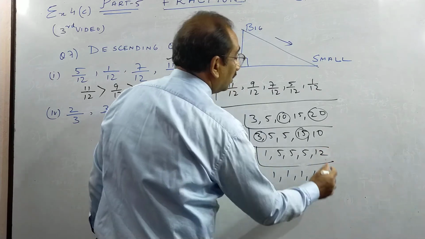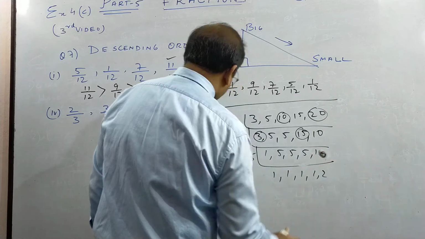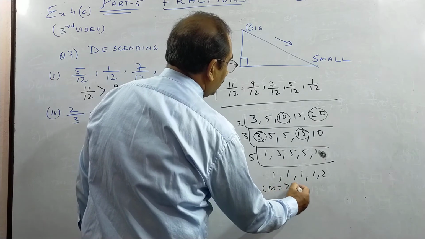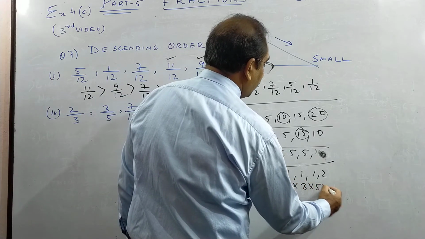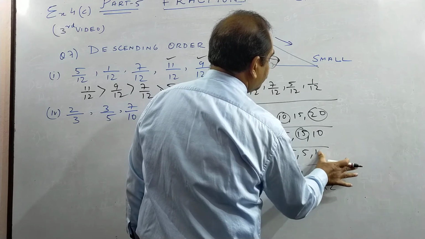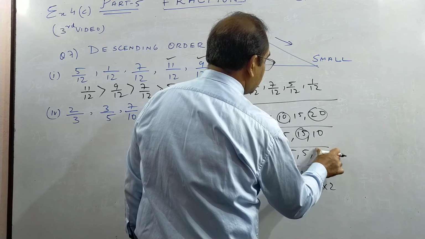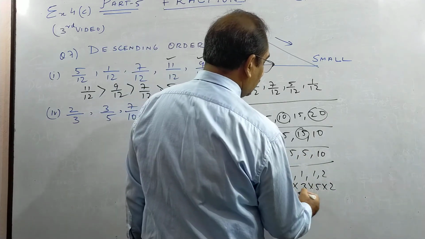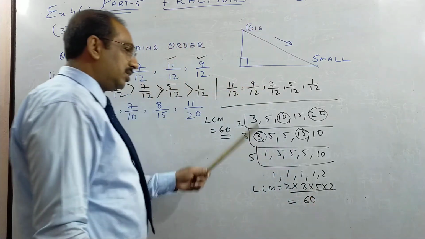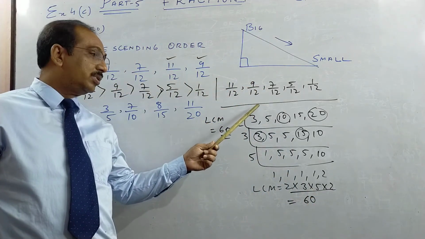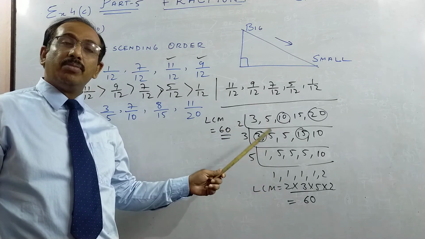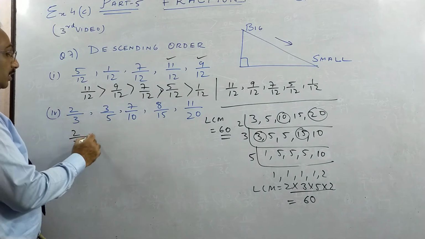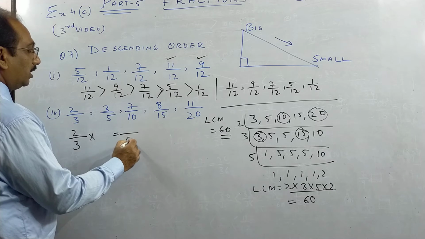So what do we get? We get LCM as 2 into 3 into 5 into 2. 2 threes are 6, 6 fives are 30, 30 twos are 60. So please try on your own. I hope in class 6 you know how to find LCM by the common division method, and we will try to convert each of these to the denominator 60.